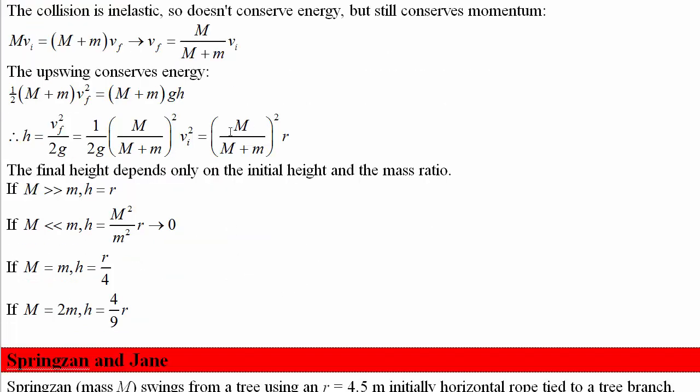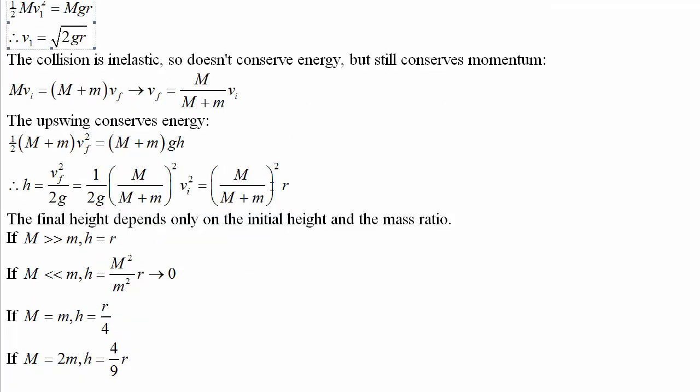So we come up with some limiting conditions here. If Tarzan's mass is much larger than Jane's, then this limits to 1, and so we just have the final height is the initial height. That makes sense. What if Tarzan's mass is much smaller than Jane's? Then the momentum transfer leaves us with no velocity and no energy left, and so the final height is 0. They just stick at the bottom.